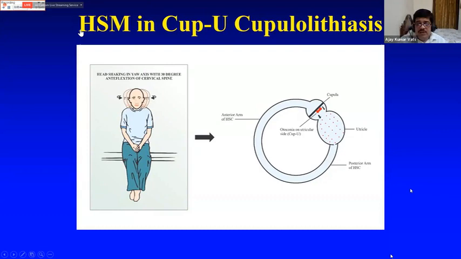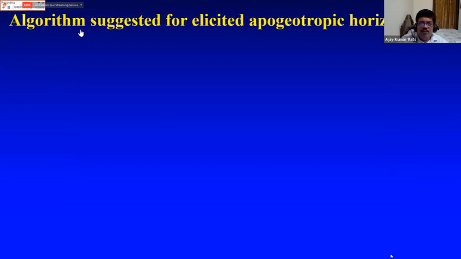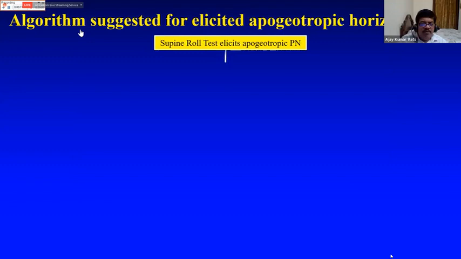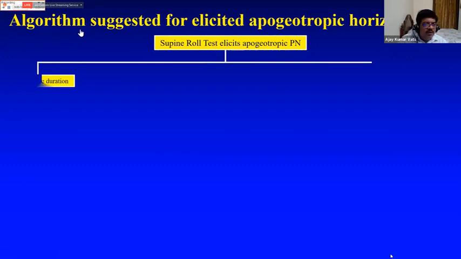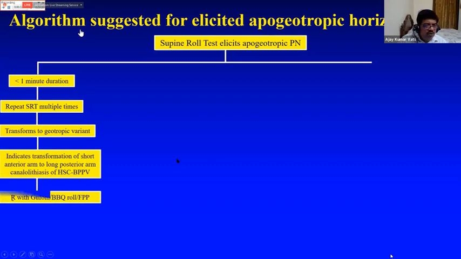So this is an important matter, and we have now just submitted a paper which is accepted. We have suggested an algorithm for apogeotropic positional nystagmus elicited during the supine roll test. If the supine roll test elicits an apogeotropic positional nystagmus, if it is less than 1 minute duration, you repeat the supine roll test multiple times. It could change from apogeotropic to the geotropic variant, and this means that there is a canalolith transformation of short anterior arm to long posterior arm canalolithiasis, and treat with Gufoni, barbecue roll or forced prolonged positioning.